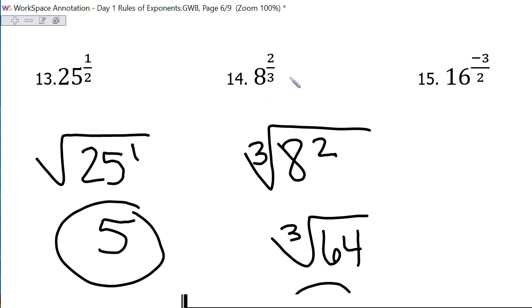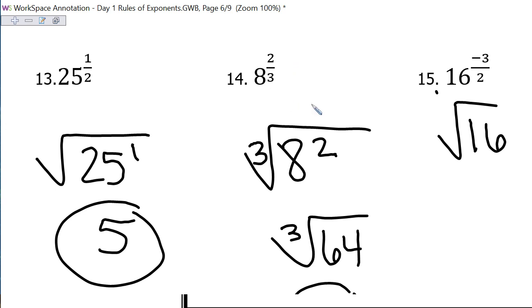Number 15, what is the base? 16. What root are we taking? Square root, and what power do we raise it to? -3. Now, is that going to be helpful? No. Remember I told you there's another way you could rewrite it? Let's rewrite it the second way.